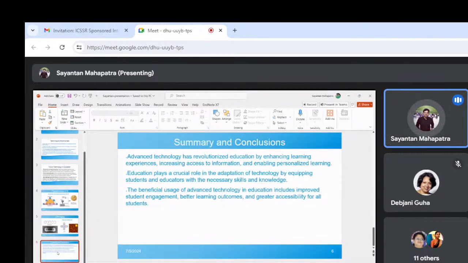So with that, I summarize that the advanced technology has revolutionized education by enhancing learning experiences and increasing access to information, and then education plays a crucial role in adoption of technology by equipping students and educators with necessary skills and knowledge, and the beneficial usage of the advanced technology actually helps student engagement, better learning outcomes, and greater accessibility for all students. And yeah, thank you.